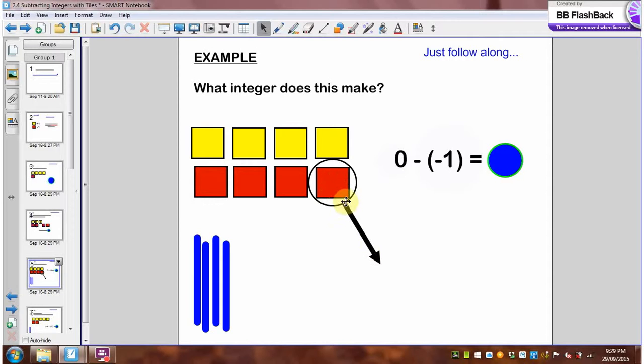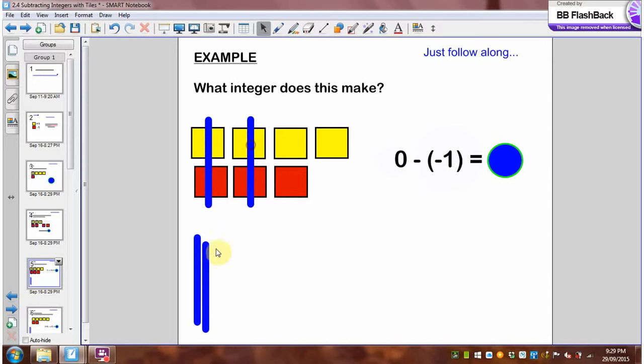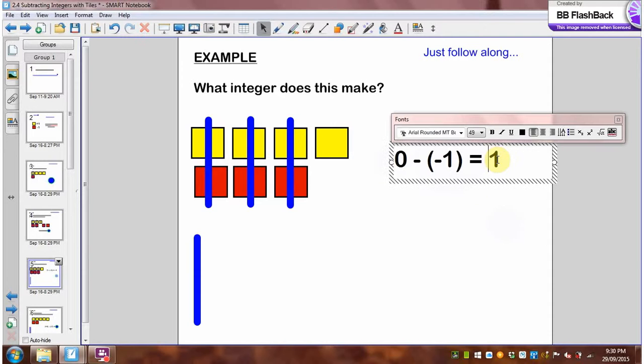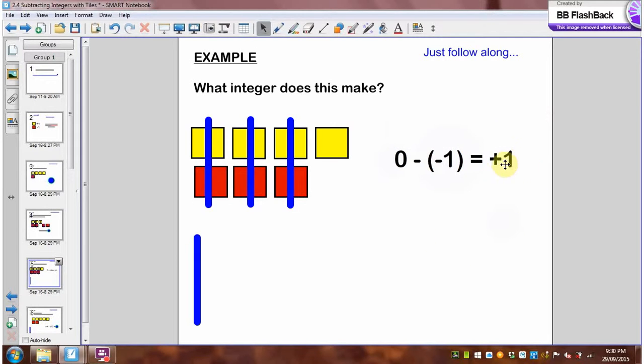Alright, so I'm actually just going to delete it. There we go. So this is what I'm left with. So again, I'll bring up my canceling sticks. We had 0 at first, then we took away a -1 tile. -1 tile. And now we're left with a +1 tile. So that is our answer. That's just a typo there. Okay, so we're left with +1.